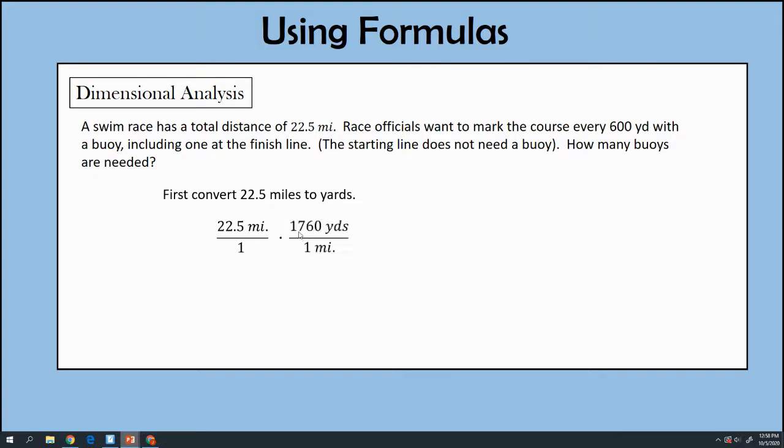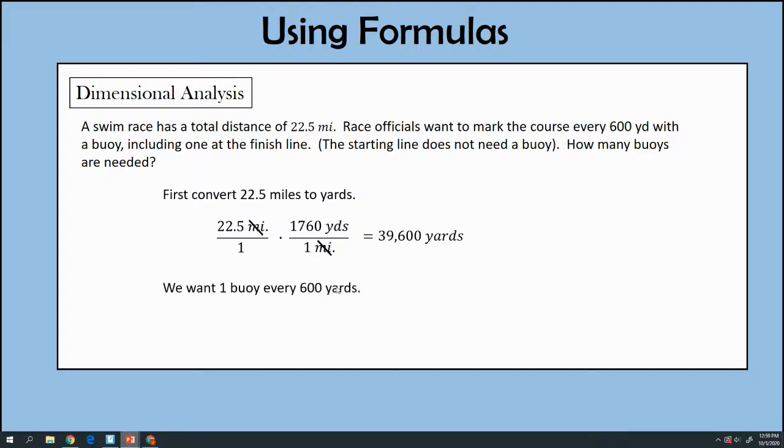Okay, so I know there's 1,760 yards in a mile. I wrote it like this. I wanted the miles in the denominator, so I'd cancel the miles out. And now it's 22.5 times 1,760. That's 39,600 yards. Notice yards is my only unit left. I had no unit in this denominator. I canceled out miles. I'm left with yards.